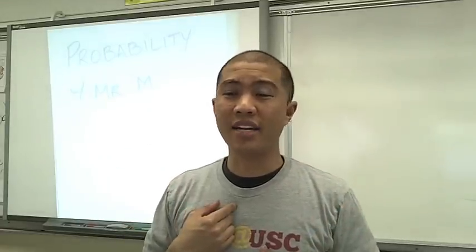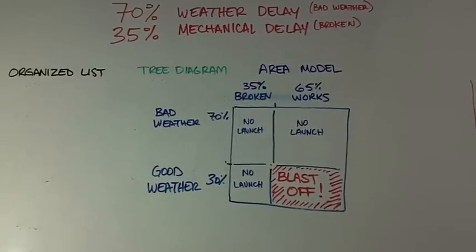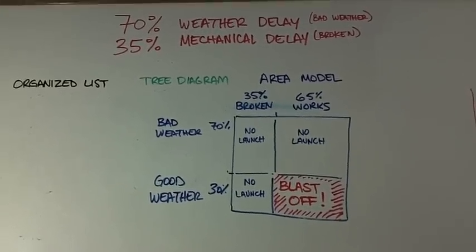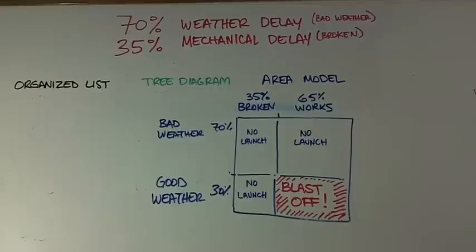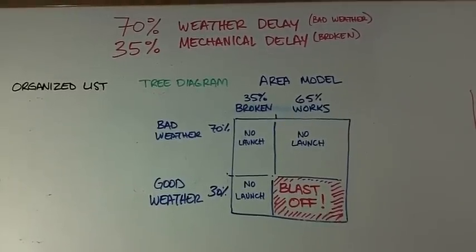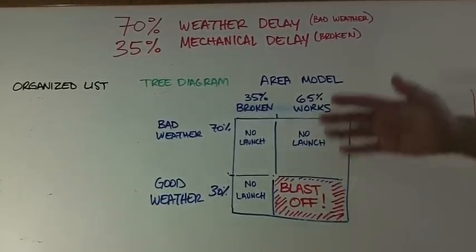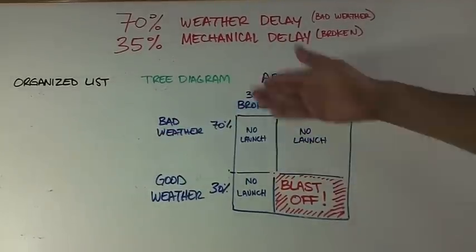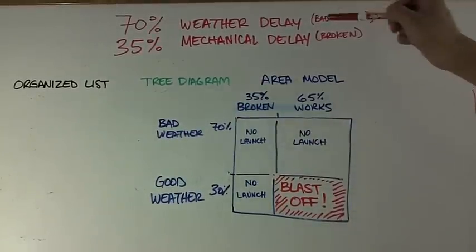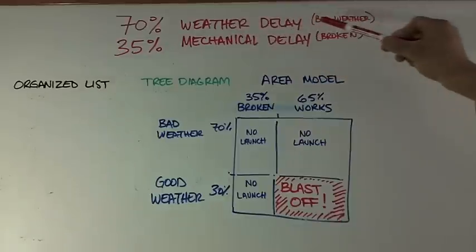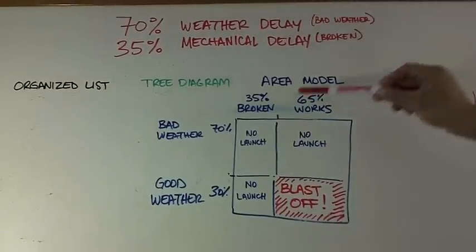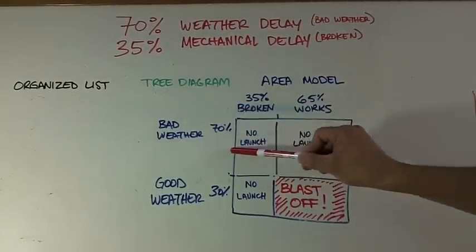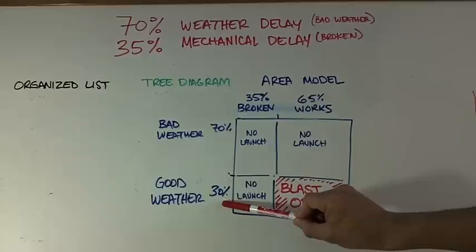Let me show you what I got. I decided to use an area model. I didn't do an organized list or tree diagram. I just wanted to use a model, so I made a box and then I divided it up by the options that I had. So the 35, 65, 70, and 30. Let me break it down for you here. So we have first the weather delay, which is 70%. We got that from the newscast, and that's for bad weather. So I put bad weather, 70%, and then good weather, 30%.